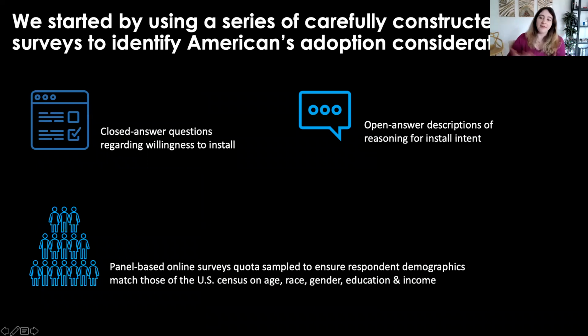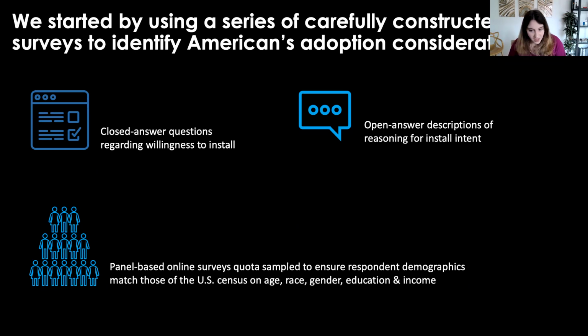Well, we started at the very beginning of the pandemic with trying to understand why people might or might not want to install these apps. And at the time, the apps did not exist. And so as a result, we needed to use surveys to ask people about these kind of hypothetical technologies. And so we carefully designed both closed answer questions, which is where people pick from a number of options, as well as open answer questions where they just sort of verbally describe their reasoning for why they would or wouldn't want to install.